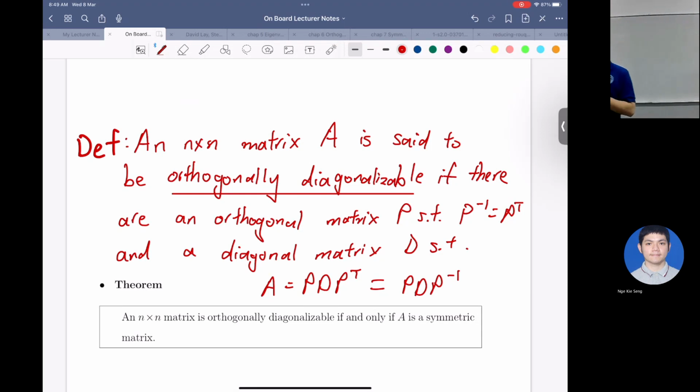Okay, so it turns out that if a matrix is orthogonally diagonalizable, which is what we did just now, then the original matrix must be a symmetric matrix. And only a symmetric matrix can be orthogonally diagonalizable. So it is if and only if. This is the nice thing about symmetric matrices. Okay, any question? Any question?